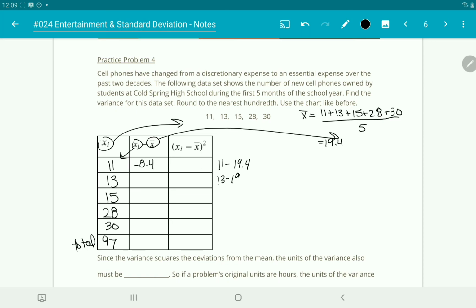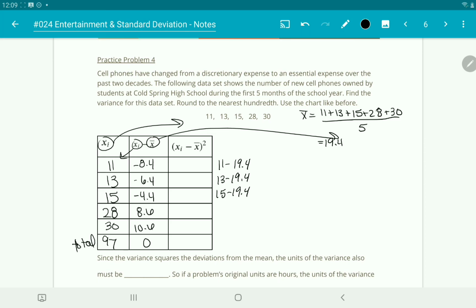13 minus 19.4, we're just going to do that for all of them. I'm not going to write them all out, but that's what we're doing. We're taking the number over here and subtracting the mean. It's going to give us negative 6.4, negative 4.4, 8.6, and 10.6. And if we add all these together, we're going to get 0 because of the negative signs canceling out with the positive signs.